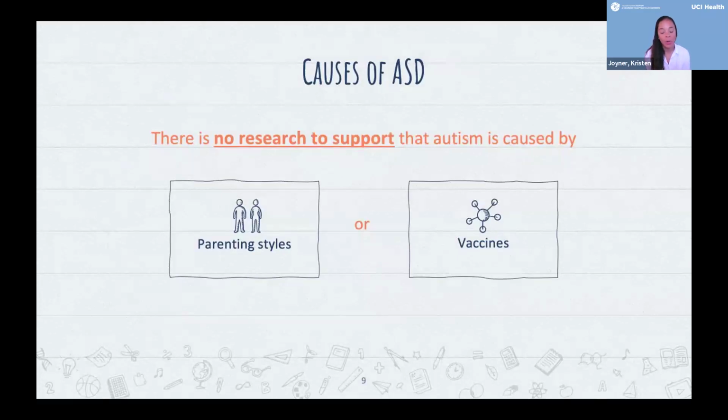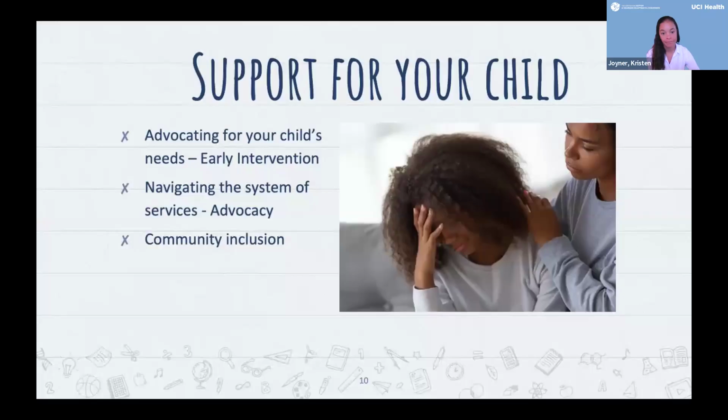And then just in general, hopefully by this point people are not still hearing this, but in the past, when this diagnosis was first recognized, they thought it was caused by cold and unloving parents. That is not true. There's nothing that you did that caused your child to have autism, and it is also not caused by vaccines.